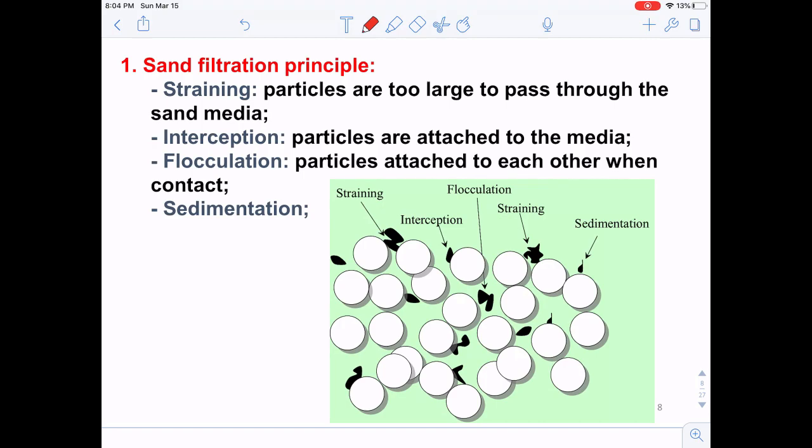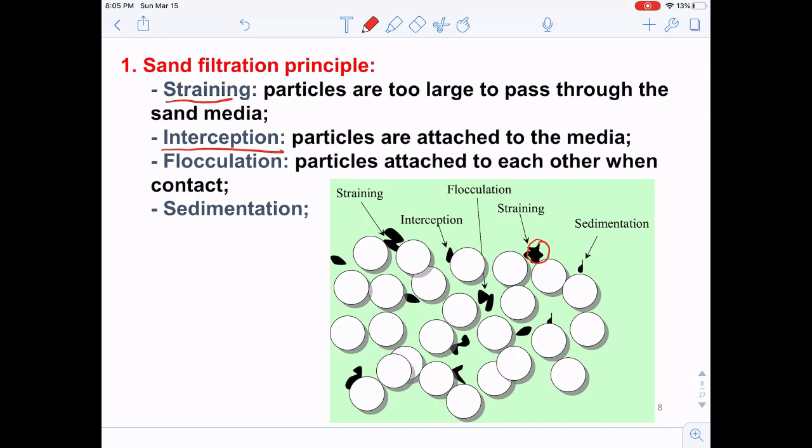Okay, so here is a brief introduction to the filtration principles. The particles can get collected or filtered by different mechanisms. For example, it can be straining. What straining specifically means is that we have a lot of larger particles. If the particle size is comparable to the size of the sand or gravel particles, then they are too large to pass through the sand medium.